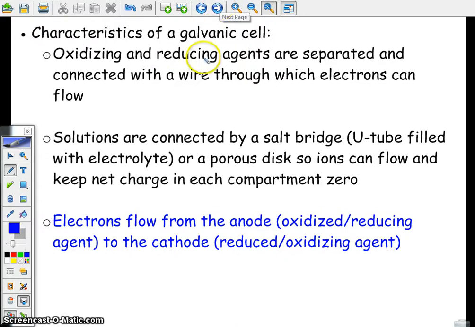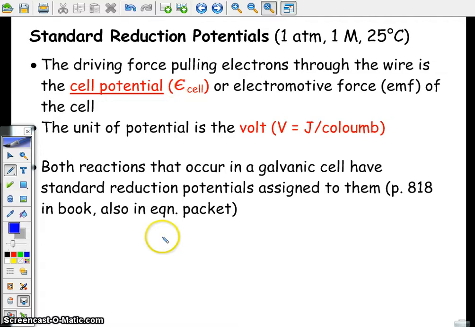So here's kind of, I don't want to say the tricky part, but we're talking about getting voltage and the electron going through the wire. Why do the electrons go through the wire? That's because of the difference in potential. We call it electromotive force. The cell potential is the electromotive force that draws the electrons through the wire, that difference in potential. And the unit of that is the volt.